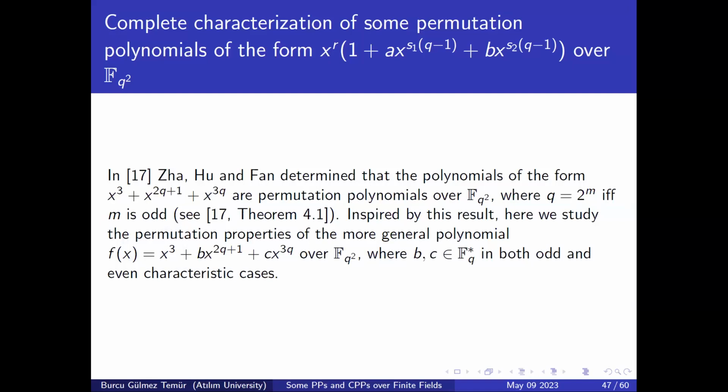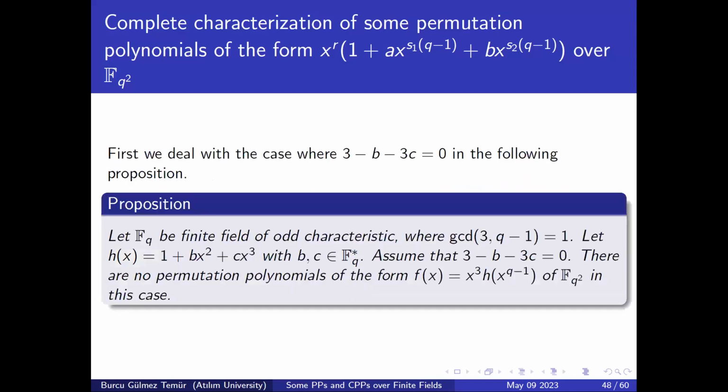In this paper, we have another permutation trinomial. In a paper, Zhu and Fan determined the permutation polynomials of this form, where q is 2 to the power m, and they have seen that it is a permutation polynomial if and only if m is odd. Inspired by this result, we study a more general polynomial. We put coefficients in front of x to the 2q plus 1 and x to the 3q. And we want to complete the problem in both odd and even characteristic cases.